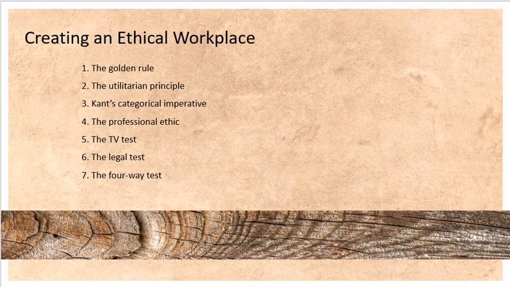So we have creating an ethical workplace. So we have the golden rules. So alam naman natin siguro yung golden rules. Act in a way you want others to act toward you. No, kumbaga wag mong gawin sa iba kung ayaw mong gawin sa iyo, something like that. Number 2 is the utilitarian principle. So ito yung act in ways that result in the greatest good for the greatest number.